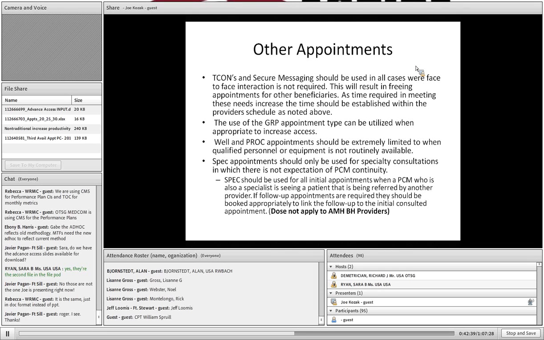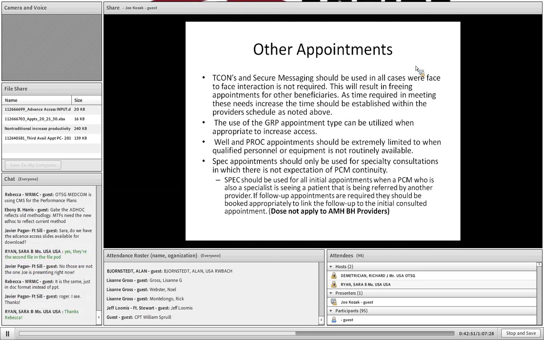The use of the group appointment can be utilized in appropriate cases. We definitely need to watch it, but it can be used as a way to increase access for, like, diabetes counseling, stuff like that. When you can do more than one-to-one association, by all means, group is allowed. Well and procedure appointments, again, should be extremely limited to when qualified personnel or equipment is not routinely available. Now, I say they can be used because we've authorized Method 4, but we do expect you to be booking to Method 3, which is a 2-appointment system, which is OPAC and established. Again, all of these other appointment types should be used at a bare minimum.